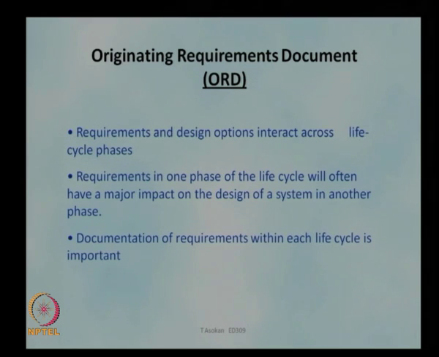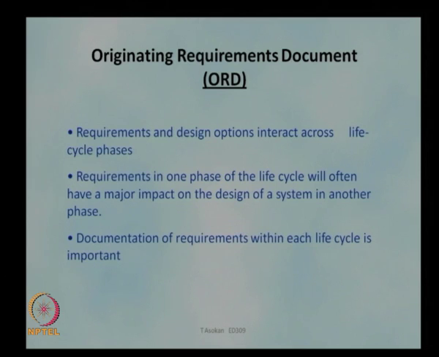So the requirements and design options interact across life cycle phases. This is important because across the life cycle these requirements interact. So that is why we need to make sure that our ORD takes care of the different life cycles of the system. Requirements in one phase of the life cycle will often have a major impact on the design of a system in another phase. So as I mentioned, in the system we will look at the life cycle of the system. So there will be an interaction of these requirements over the life cycles of the system, and there will be a lot of impact on another life cycle.